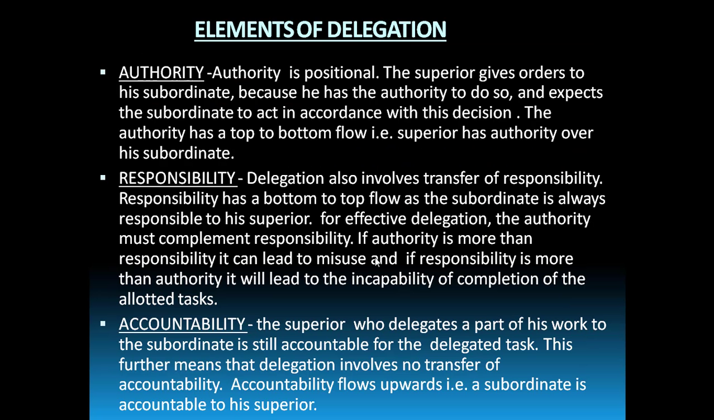So authority is positional, that is, the higher a person is in an organizational hierarchy, the more authority he will have. Authority means power, which we discussed earlier. So the superior who has more authority gives orders to his subordinates, right? And he expects the subordinates to act in accordance with the decision which he has taken. So the authority at the top level is more, that is, the authority flows from top to bottom. So the superior always has more authority over his subordinates.